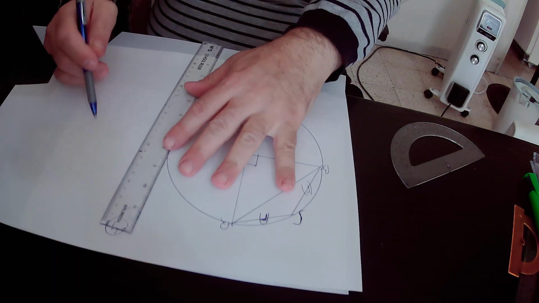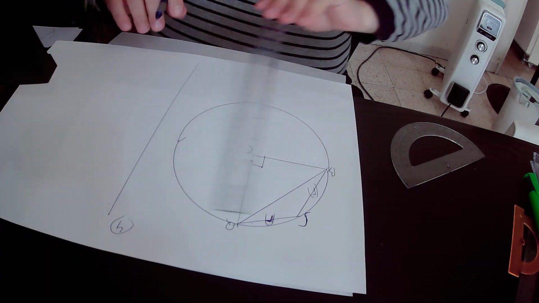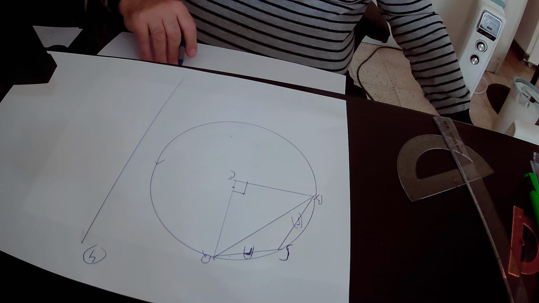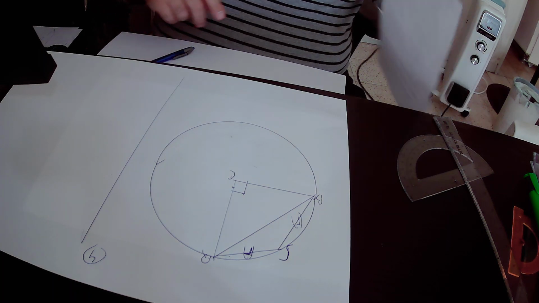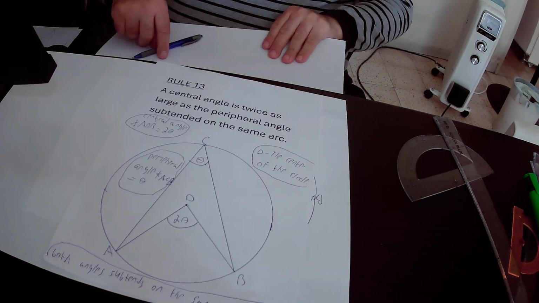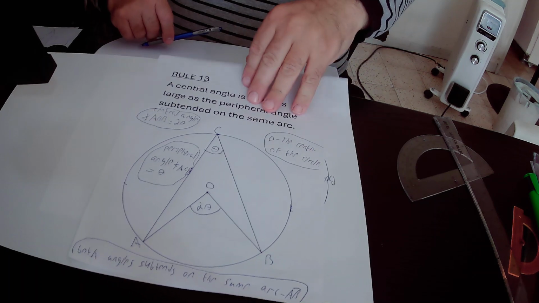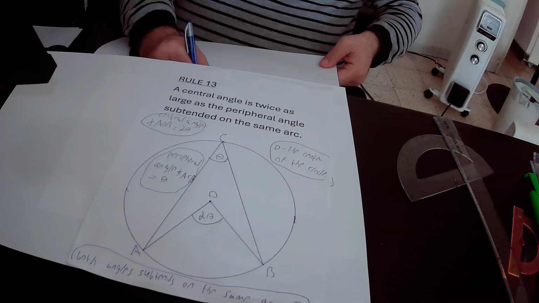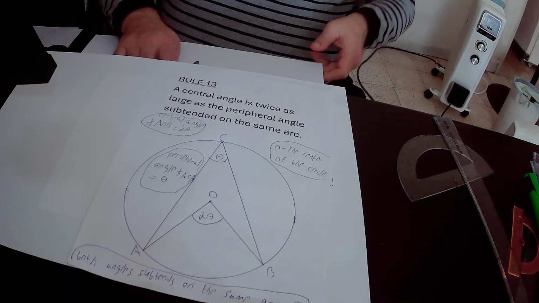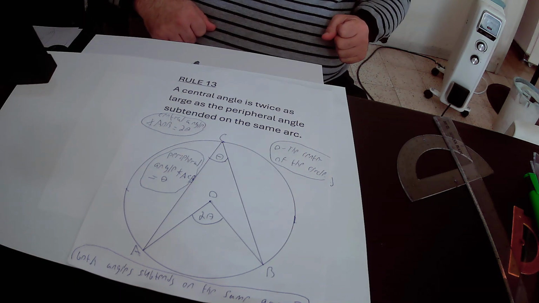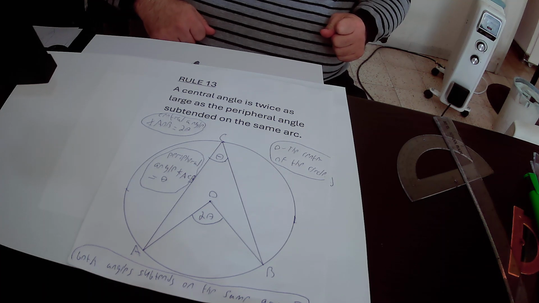So in the next step I will present to you a new rule, and we'll implement the new rule in our drawing. The new rule is rule number 13. According to rule number 13, a central angle is twice as large as the peripheral angle subtended on the same arc.